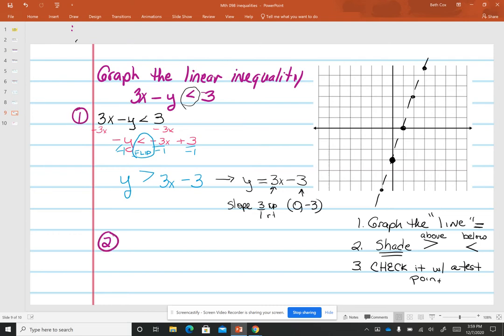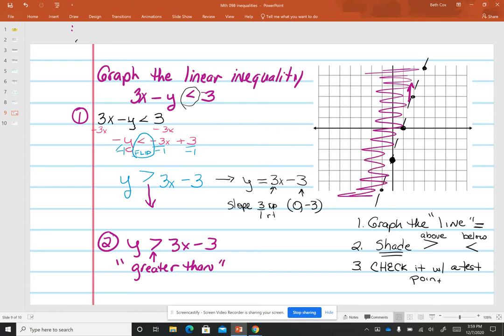Step 1, we just graphed the line. Step 2, we shade above for greater than, below for less than. Now this one is a greater than, right? It wasn't earlier, but that's what we're going by. Greater than is above. So if I start on my line and I just draw straight up, that's the area I'm shading right here.